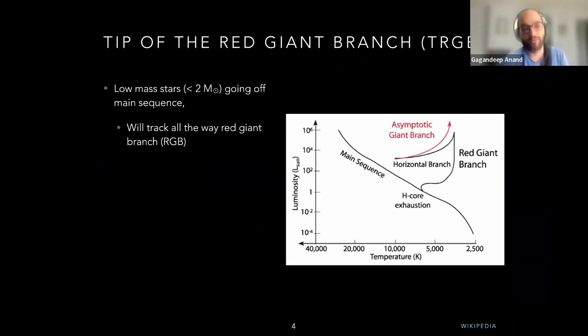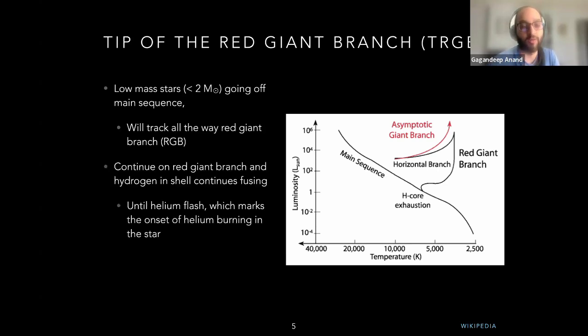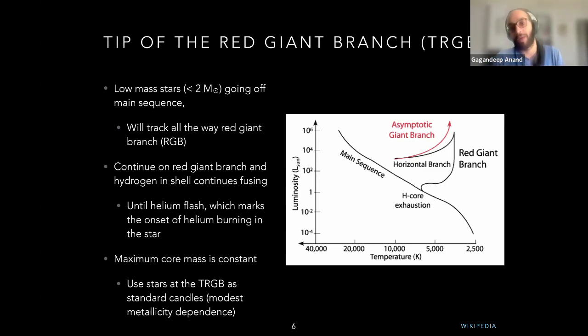The underlying principle behind the tip of the red giant branch is that low mass stars like our sun, once they go off the main sequence, will track all the way up the red giant branch. As they track up the red giant branch, they are fusing hydrogen together in a shell around an inert helium core. They continue doing this until they reach the point that we call the TRGB. At this point, they undergo the helium flash, which marks the onset of helium burning within the star. The key point here is that the physics that dictates this means that the maximum core mass at the TRGB is essentially a constant. And so we can use the stars at the TRGB as standard candles, with a modest metallicity dependence depending on what wavelength you're looking at.